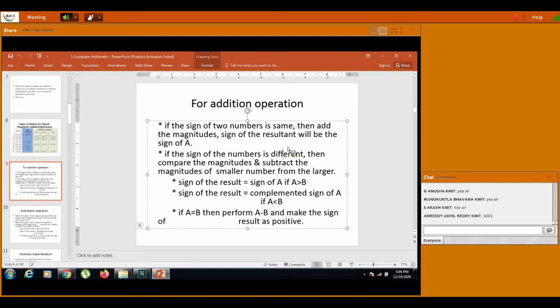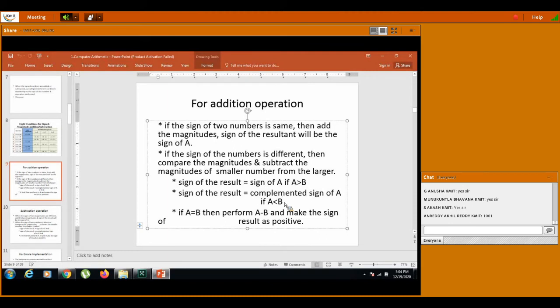But what happens if we are adding plus 9 and minus 2? Plus 9 plus of minus 2. If the signs of the numbers are different, then compare the magnitudes and subtract the magnitude of the smaller number from the larger. That means the sign of the result will be the sign of A if A is greater than B, and the sign of the resultant will be the complemented sign of A if A is less than B. So minus 9 plus of minus 2 will become minus only because the signs are the same.